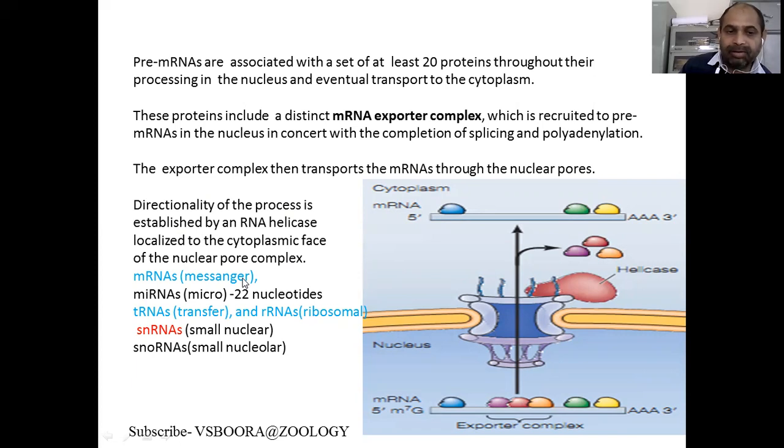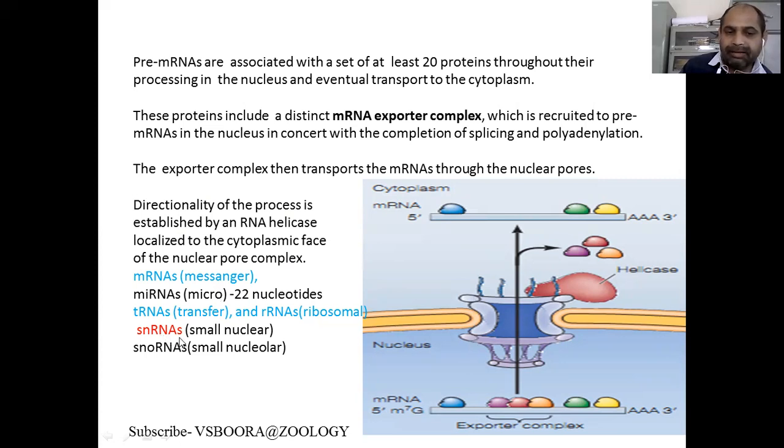Ribosomal RNA, transfer RNA, and messenger RNA are exported toward the cytoplasm. Micro RNA, which is 20 nucleotides in size, is also exported toward the cytoplasm from the nucleoplasm after its transcription.